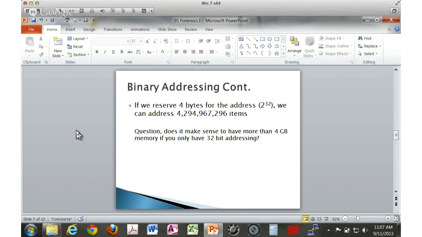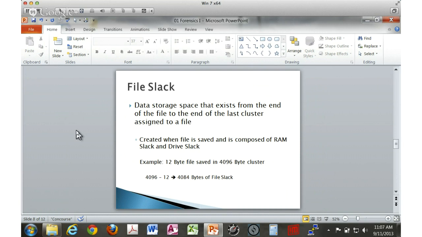Now, of course, on a hard drive, storage, the smallest addressable unit is the sector, 512 bytes. Okay? But we know that. Okay, so now we're going to look at or introduce file slack, RAM slack, and disk slack.